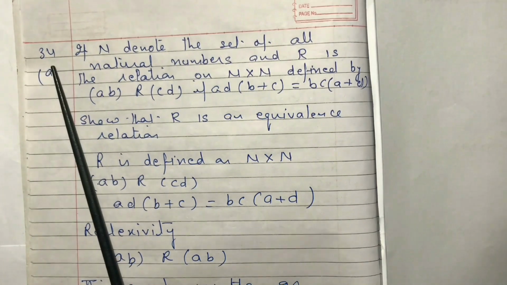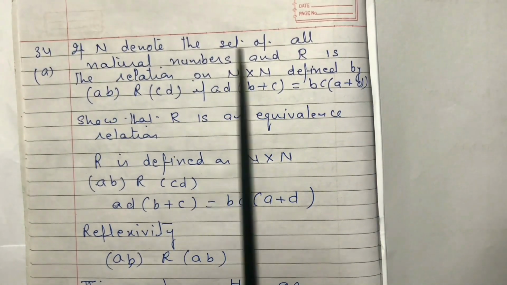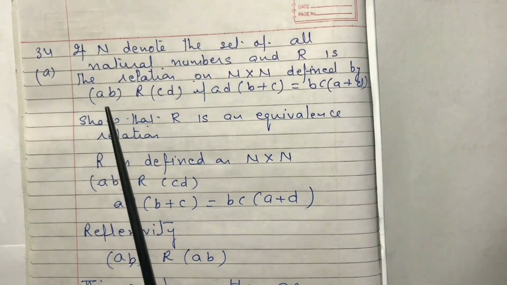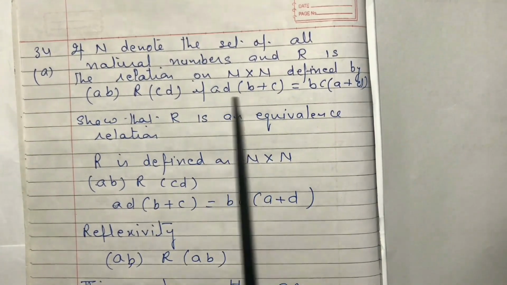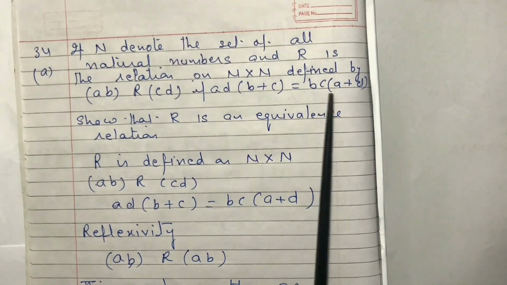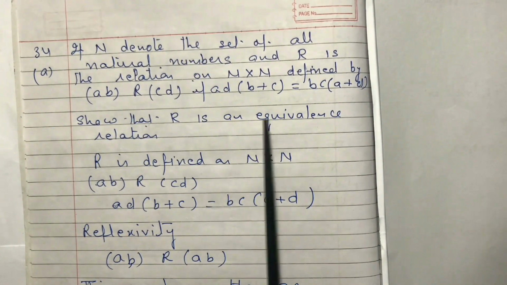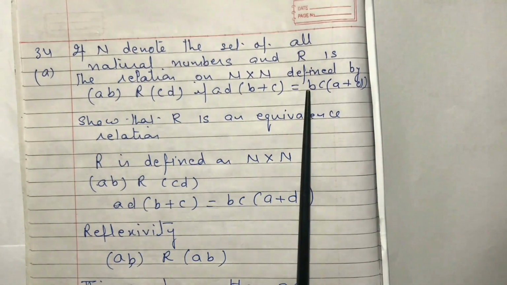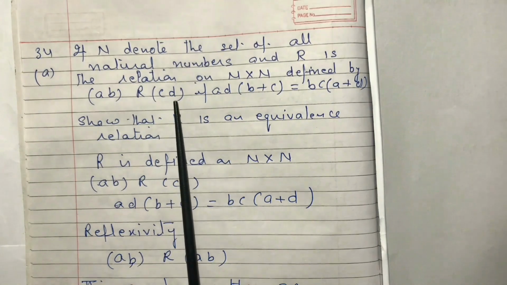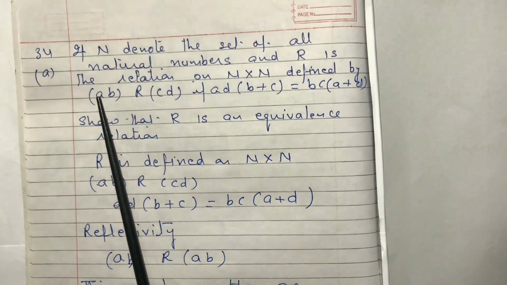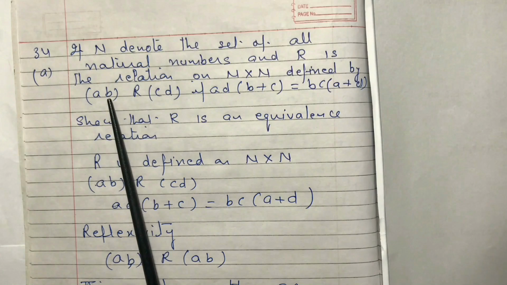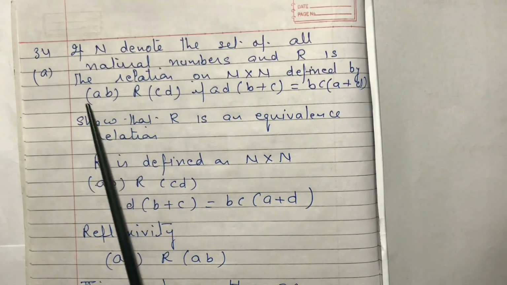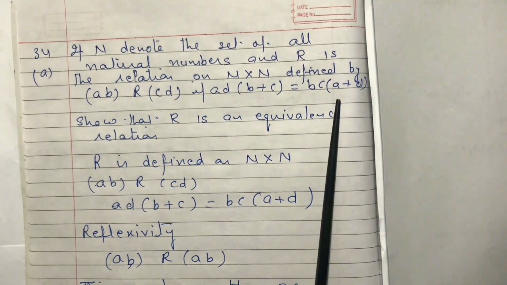Now this is question number 34. This is part A. If N denotes the set of all natural numbers and R is the relation on N into N defined by (a, b) related to (c, d) if ad(b + c) is equal to bc(a + d), show that R is an equivalence relation. तो आपने यहाँ पर थोड़ा सा इसको वॉच करना है कि (a, b) related to (c, d) कैसे ये रिलेट हुआ है. a into d in the bracket b plus c is equal to bc in the bracket a plus d. तो इसको थोड़ा सा वॉच कर लो.